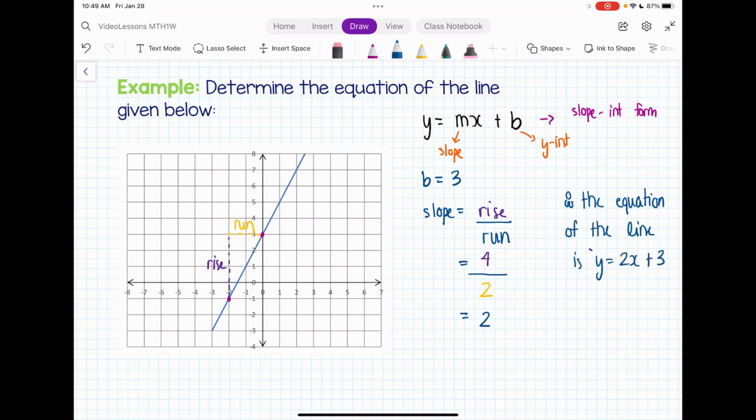Now you don't have to write the whole thing. You don't have to write the equation of the line is. You could just write y equals 2x plus 3. You don't need to write all the words because this is not a word problem.